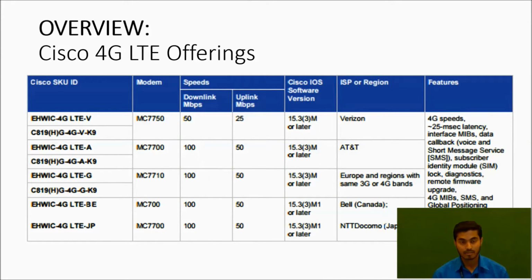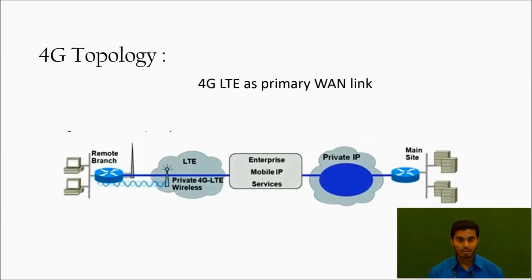EHWIC 4G LTE-V stands for Verizon. EHWIC 4G LTE-A is for AT&T, and so on and so forth. Well, here is the topology of 4G that's used as a primary WAN link. Primary WAN connectivity enables high performance, secure, reliable, and transparent multimedia applications, and simplifies deployment and management.